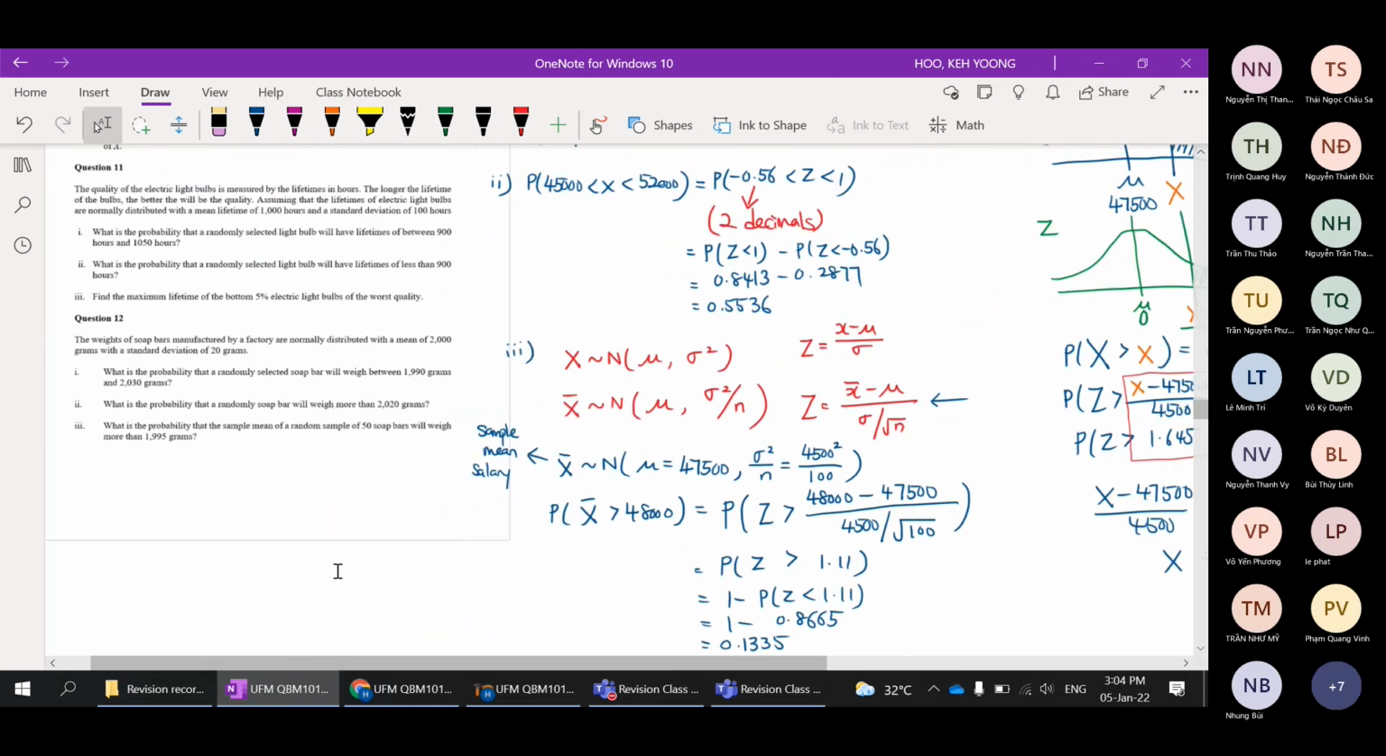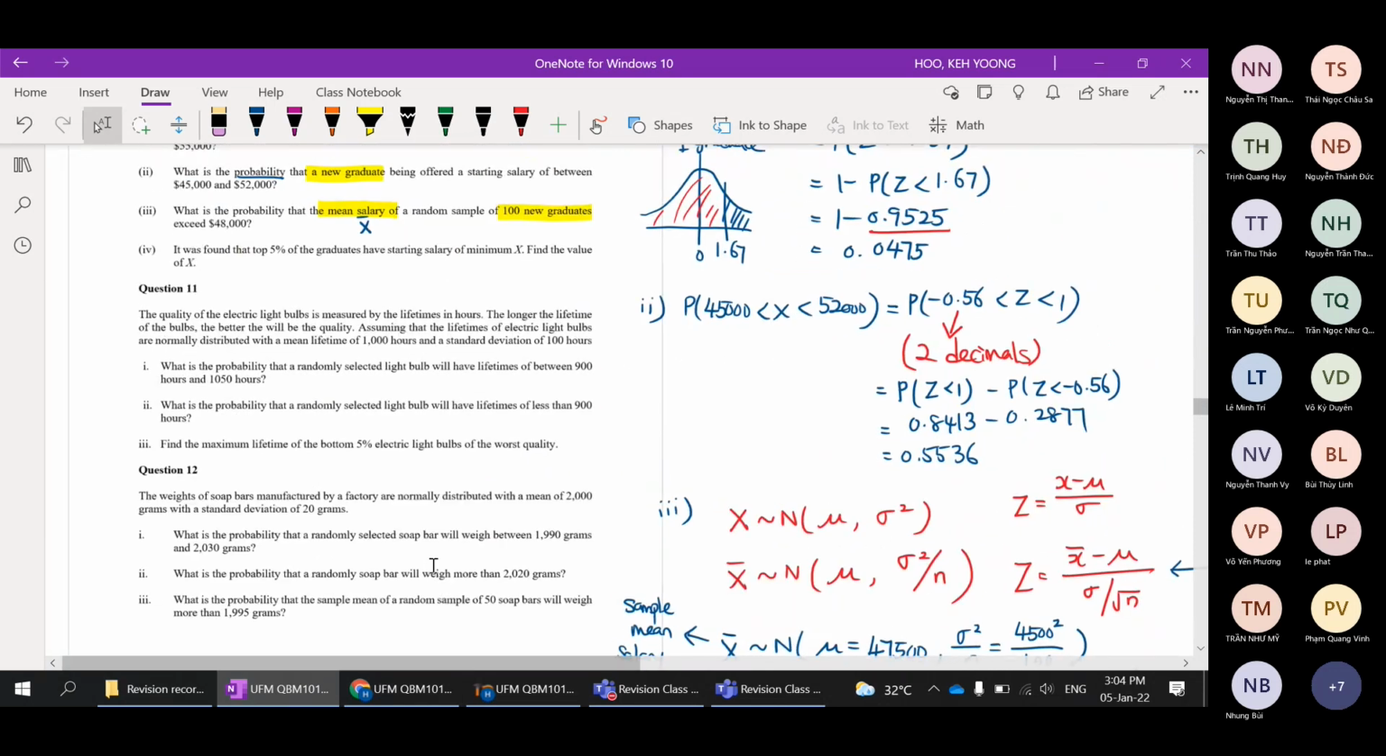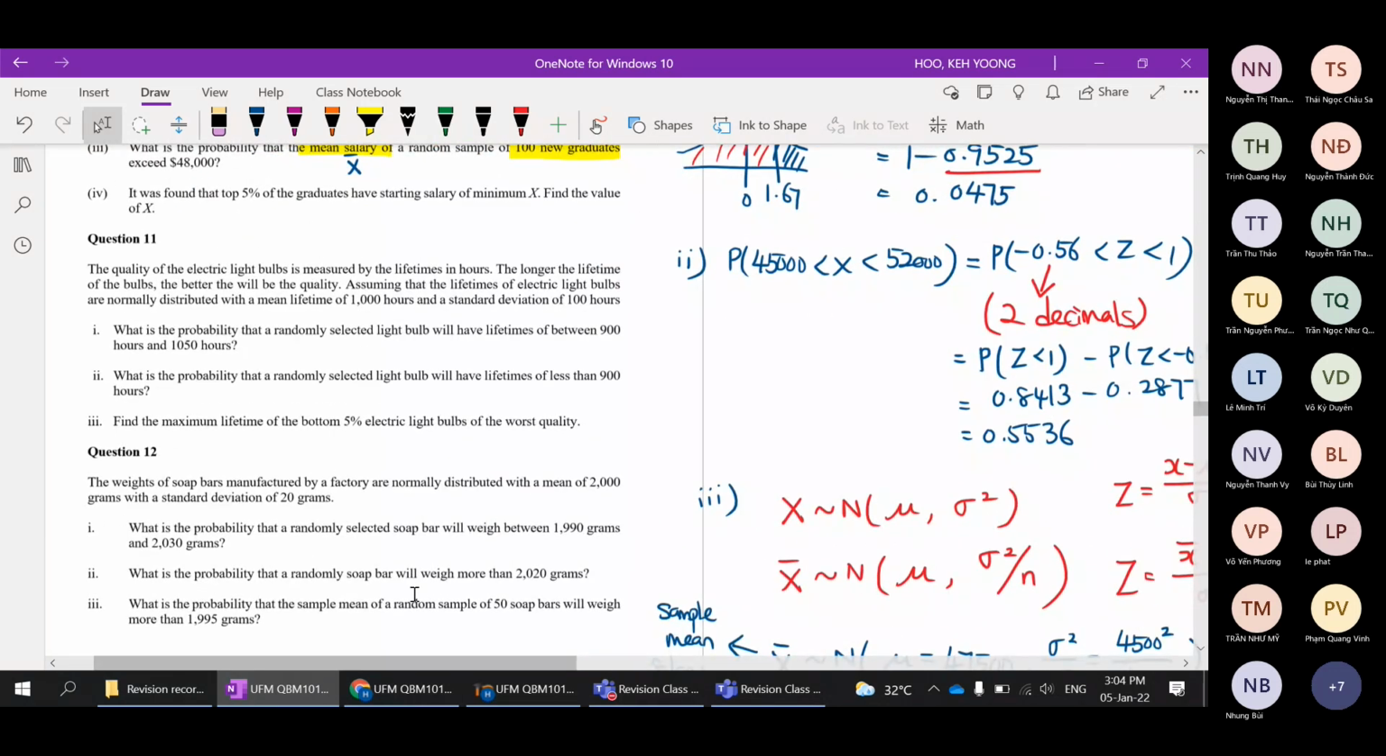Question 11. The quality of electric light bulbs is measured by their lifetimes in hours. The longer the lifetime of the bulbs, the better the quality. The lifetime follows a normal distribution with mean 1,000 hours and standard deviation 100 hours. Find the following probabilities.